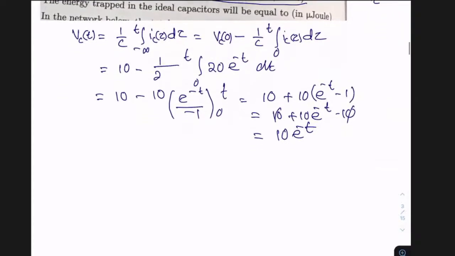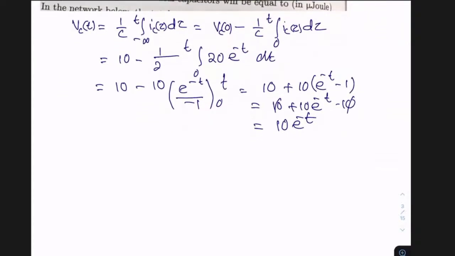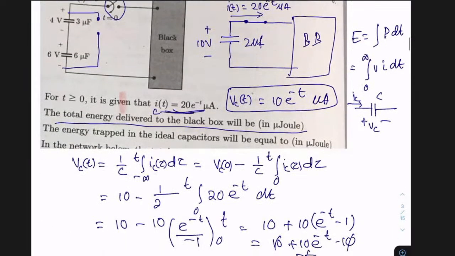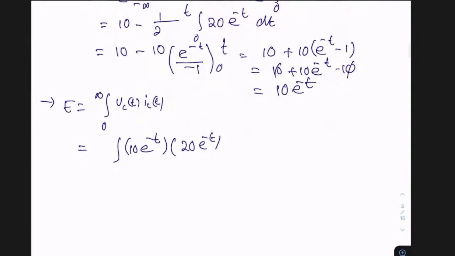Okay, so I got VCT. Now let me try to get the energy. Energy is equal to the integration from 0 to infinity of VCT into ICT. If you simplify this, how much will you get? Your VCT value is 10 into e raised to power minus t, and your ICT value is 20 into e raised to power minus t, right? So this dt, and the range is from 0 to infinity.